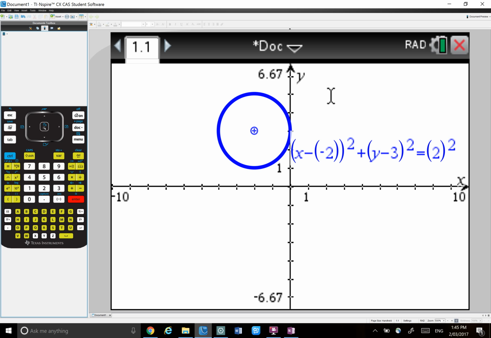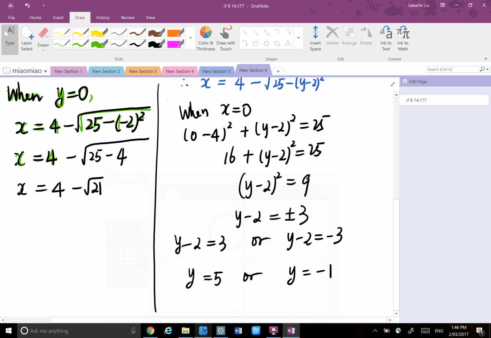You can have a try. For example, if it's asking you to find the intercept between a linear and a circle, you can sketch the circle first, and then sketch the linear, and then work out the intercept by using this calculator. Just some small things I wanted to talk about. That's all for circles. Any other questions about this?